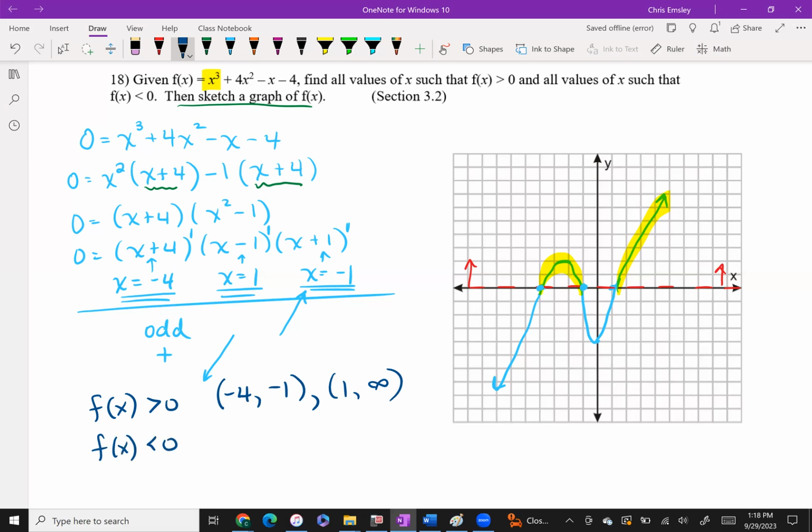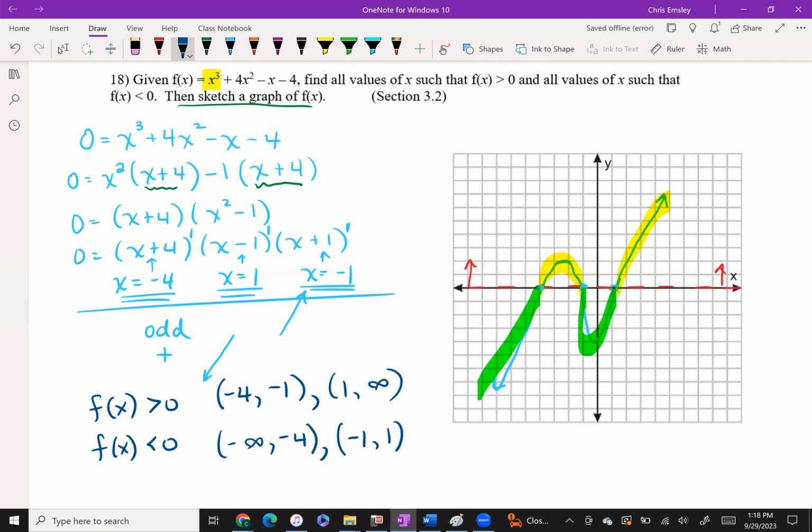And where is our function negative or below that axis? Here and here. Again, we use our x values to show where those areas begin and end. So it's below the x-axis, or negative, from -infinity to -4. And it is also below the x-axis from -1 to 1.